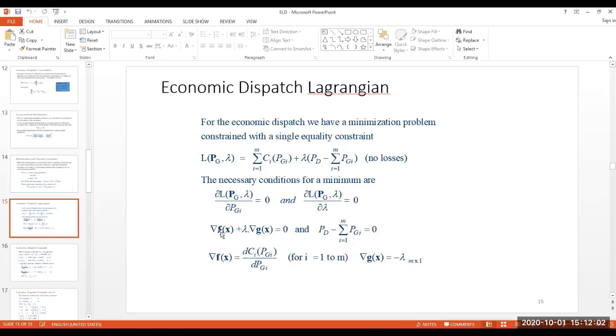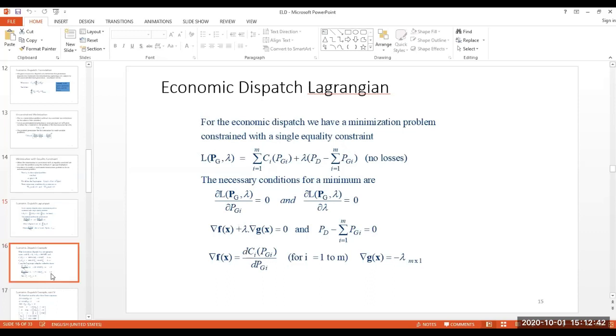So now you have to calculate this gradient of f of x and gradient of g of x. So what would the gradient of f of x give you? If you look at the function C_i of P_Gi, it would simply give you the dC_i over dP_Gi expression. Why is this so? You see, I'm not using any partial derivative del, instead I'm using the d expression.